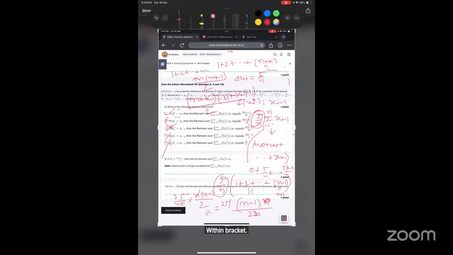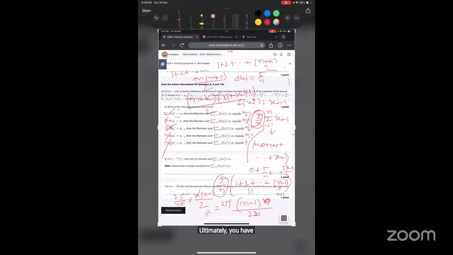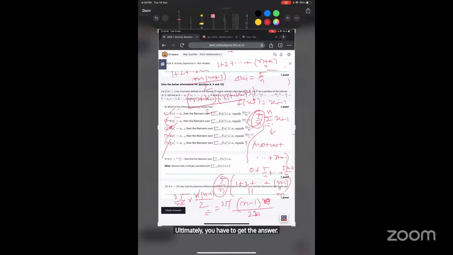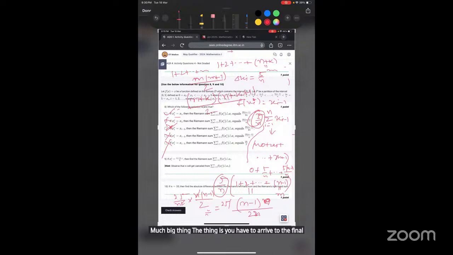Okay, you can adjust it. Whatever you told is also correct. You can adjust this thing. Also, you can do plus and minus n, then multiply with n. There are so many ways. Ultimately you have to get the answer. The way we are following is not that big a thing. The thing is, you have to arrive at the final answer.